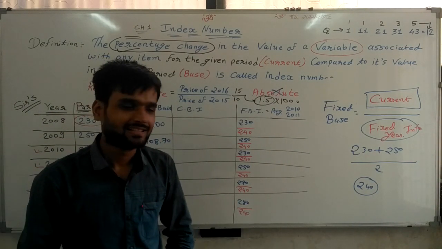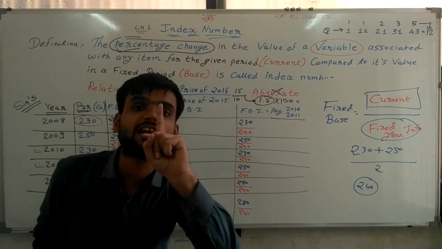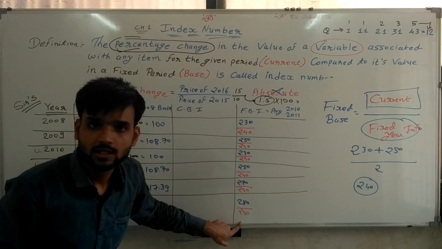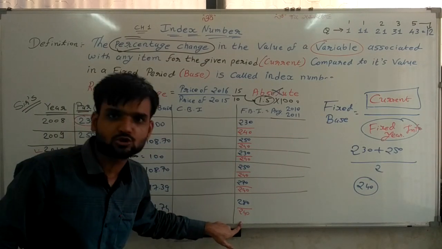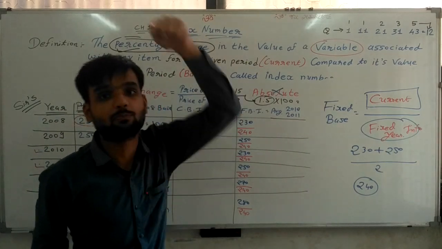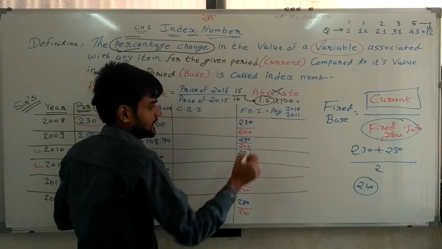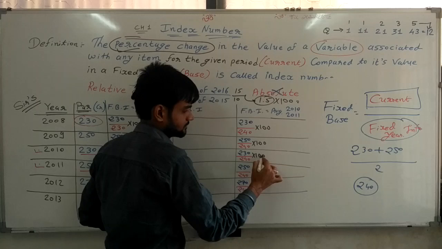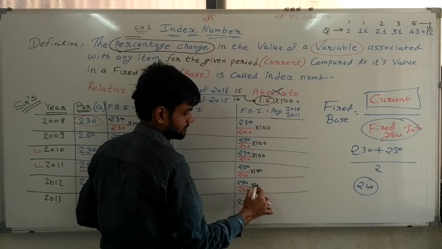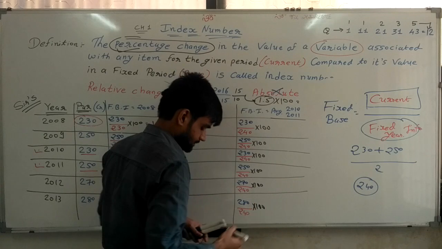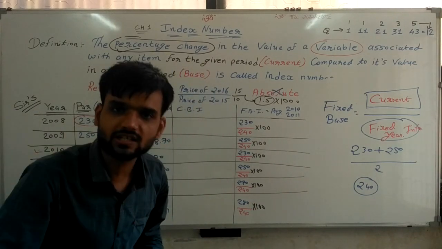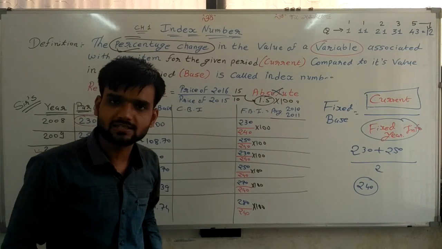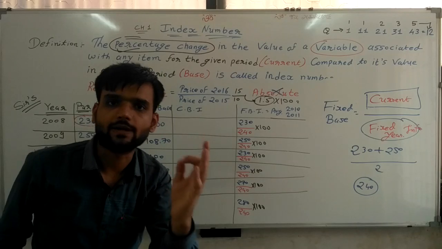Now important thing is, this is only relative change. Relative change, because we are dividing only. But I don't need only relative change. I need relative change percentage. And that's why multiplying by 100. So relative change percentage means index number. Now this is also fixed base index number because base is fixed.